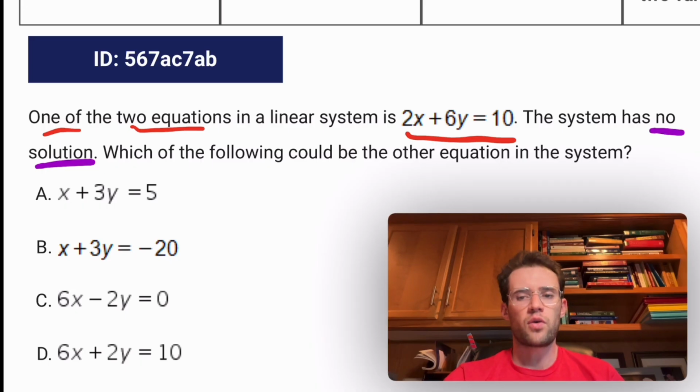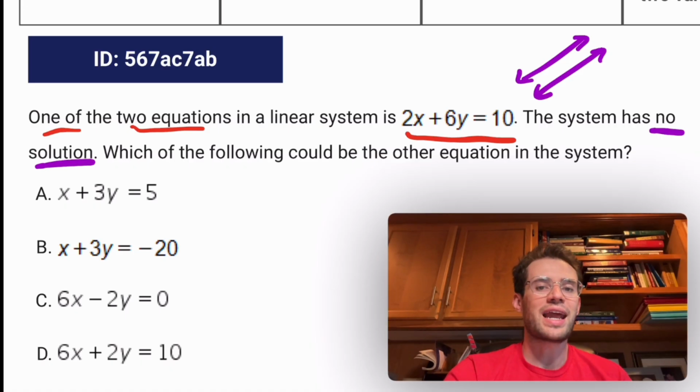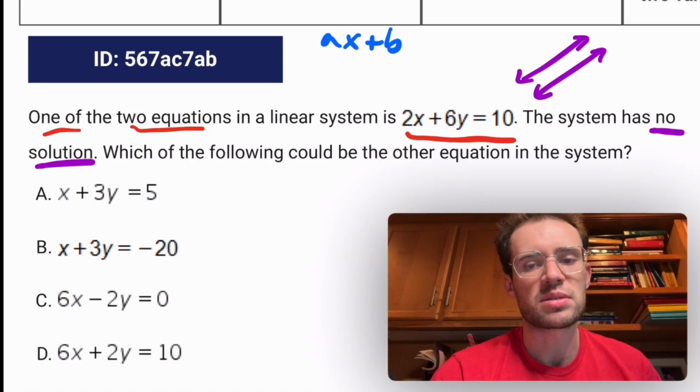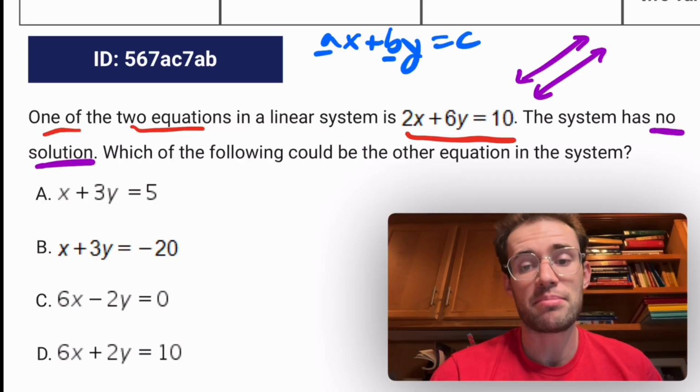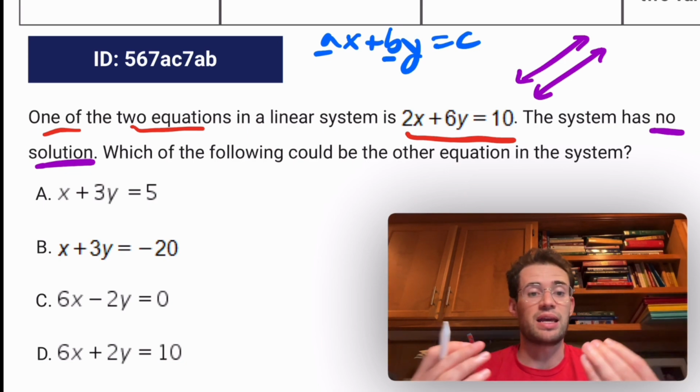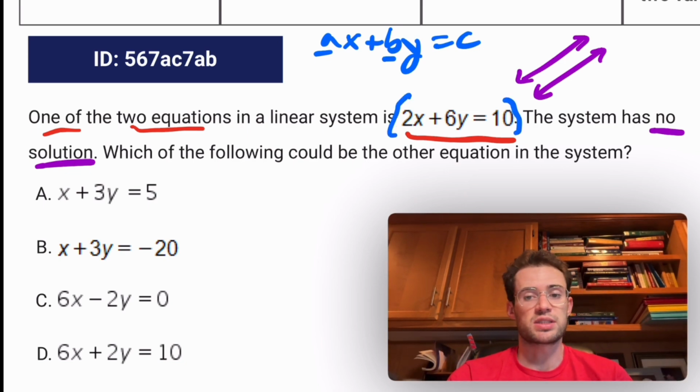All right, so for there to be no solution, we know it's two parallel lines, which means they have the same slope but different y-intercepts. If you write it out in standard form, it should look like ax plus by equals c. It should basically have the same a and b values or be able to be multiplied by something to make it so it has the same a and b values as this 2x plus 6y.